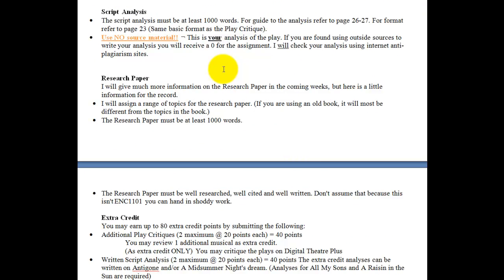Script analysis. The script analysis must be at least 1,000 words. There's sort of a theme here with 1,000 words. For a guide to the analysis, refer to pages 26 and 27 in the 2nd edition textbook. The format for the script analysis, refer to page 23, the same basic format as the play critique. I am not a format Nazi. I don't really care if you hand in something that has an inch margin or an inch and a quarter margin, or it doesn't have to be in a specific font. I would like it in a nice, easy, legible font. Because it's the number of words necessary, making a larger or smaller font doesn't really make it easier. But as I get older, it's harder to read smaller fonts, so I like larger fonts.